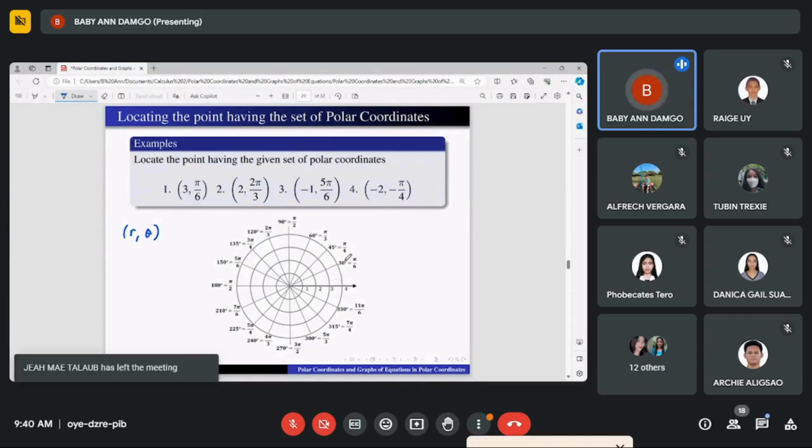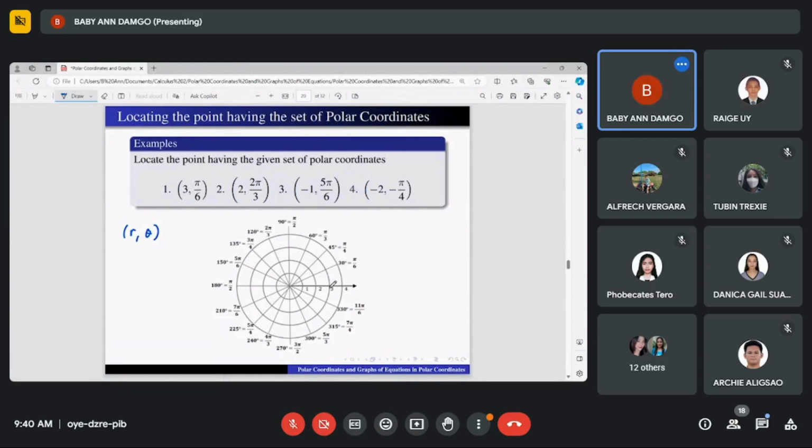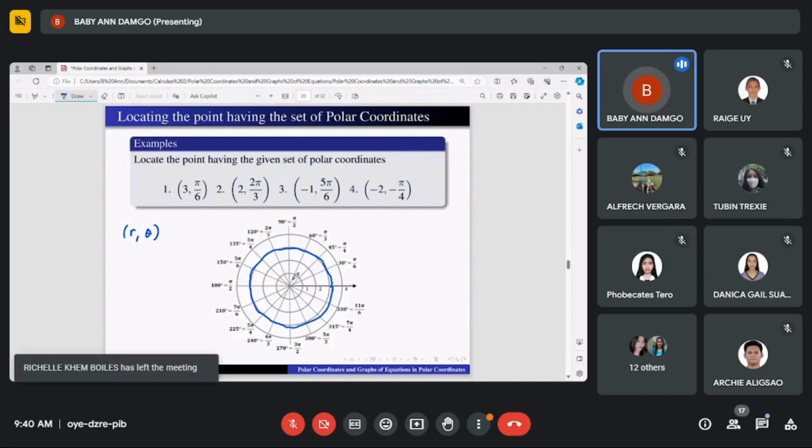Okay, so we're given a polar coordinate, right? So how do we do it, class? First, we look for the radius. If we have 3 here, meaning the radius is 3. So it is here, right? These circles, class, the first one represents a radius of 1, and here the radius is 2, the radius is 3, and then the radius is 4. Okay?